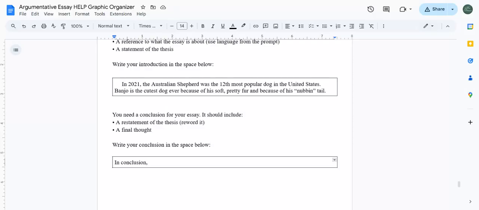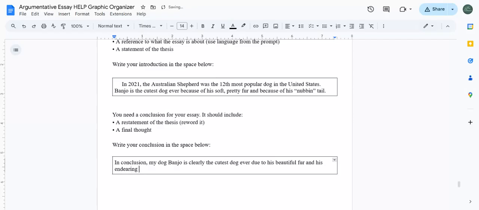In conclusion, my dog Banjo is clearly the cutest dog ever. I'm keeping some language from the prompt. Due to his beautiful fur and his endearing, that means we think it's cute, endearing tail. A final thought. This is where I can bring some emotion in here, or maybe some extra imagery.